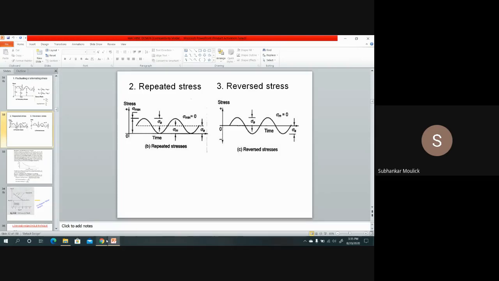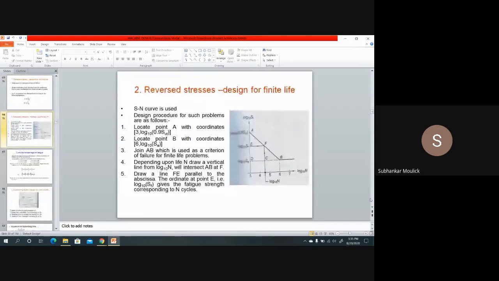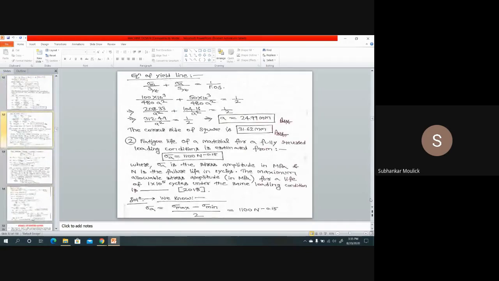Is it clear? That means in this particular problem, the value of sigma mean will be minus times of sigma max, because the stress is fully reversed. Is the step clear? Yes, sir. Clear, sir. Fine. So in place of sigma mean, I can write minus sigma max.